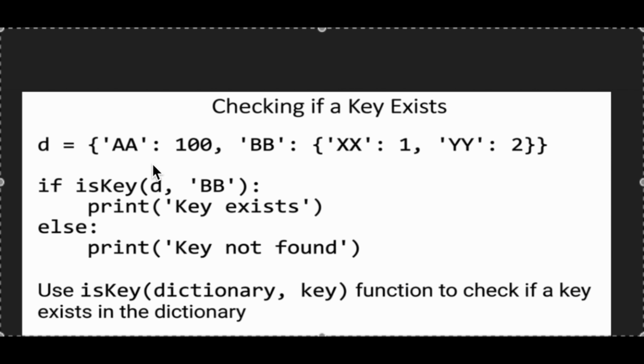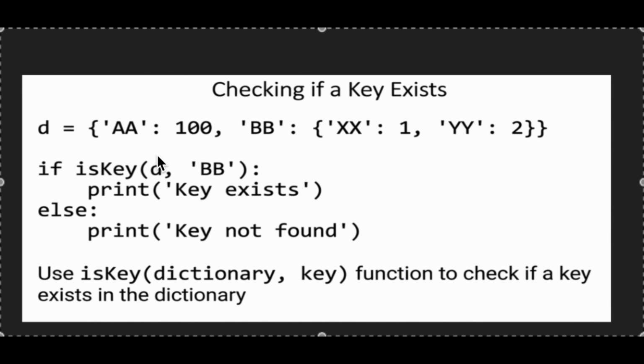Look at the first line, D equals AA gives 100, and BB is a dictionary with XX1 and YY2. And we have two main keys here, AA and BB. Now look at the statement: if is key D, where D is the dictionary and BB is the element presented in this dictionary. It's kind of like member of dictionary comma X, like that.